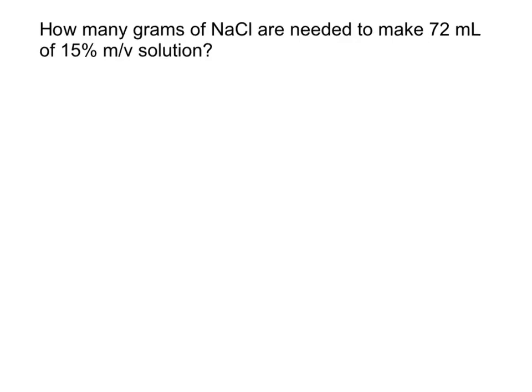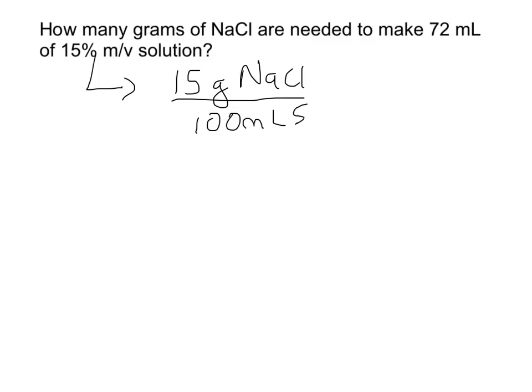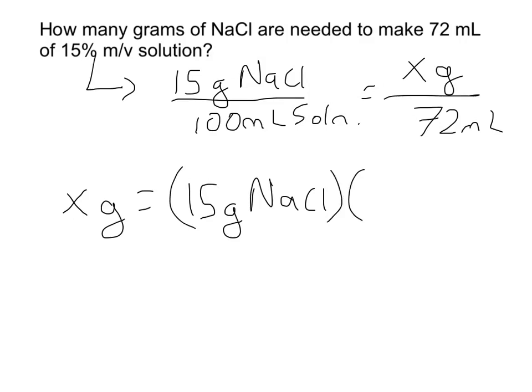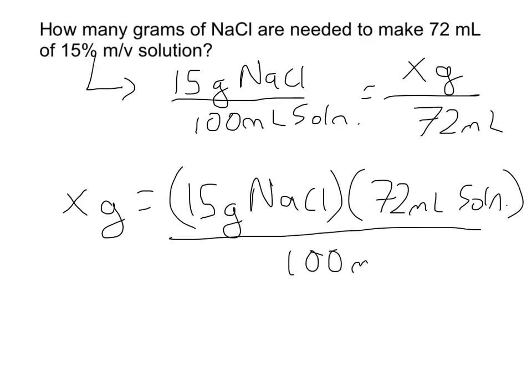Today we're going to be talking about a couple different types of simple calculations that we use a lot in biotechnology, like this one, where we're going to be making a 15% mass per volume solution. Now the first thing that we have to remember is that 15% can also be written as 15 grams sodium chloride per 100 milliliters of solution. I can now set up a ratio to get x grams over 72 milliliters. I can solve for x grams by multiplying both sides by 72 milliliters, and I'll get 15 grams of NaCl times 72 milliliters of solution divided by 100 milliliters of solution.